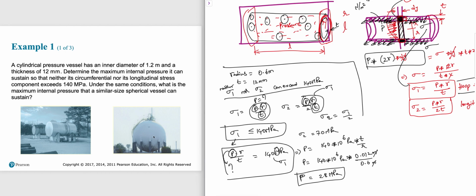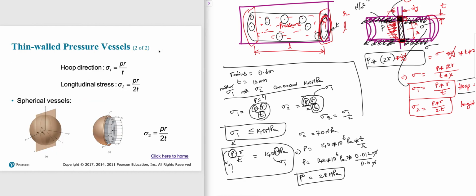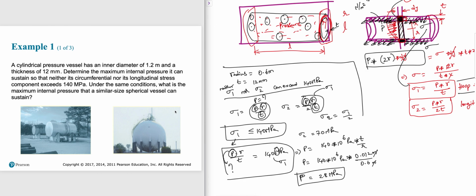What about the spherical case? When it comes to the spherical case, you only have one stress. So that is sigma 2, which is PR over 2T. You only have one. So you don't need to remember 2 when it comes to the spherical case. So that means if you take a spherical vessel, what is the maximum pressure that it can withstand? How do you do that problem?